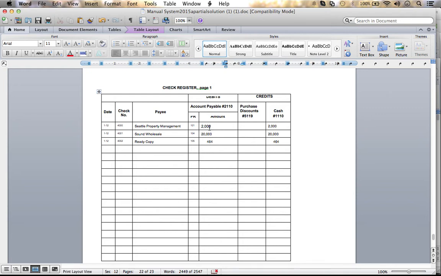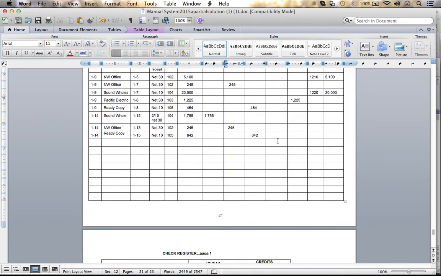$2,000 to Seattle Property Management: write the date, check number, payee, post reference 101. I'll need to record this in the accounts payable subsidiary ledger. And I debit accounts payable for $2,000 and credit cash for $2,000. For Sound Wholesale, it was a $20,000 bill. I debit accounts payable for $20,000 and credit cash for $20,000. And for Ready Copy, a $464 bill. I debit accounts payable for $464 and credit cash for $464.